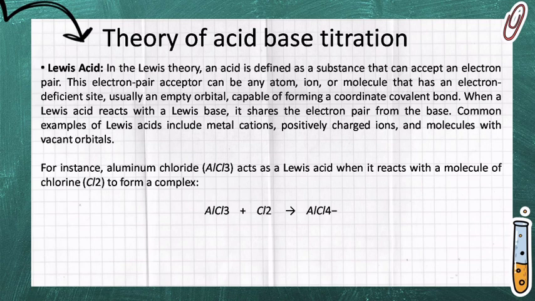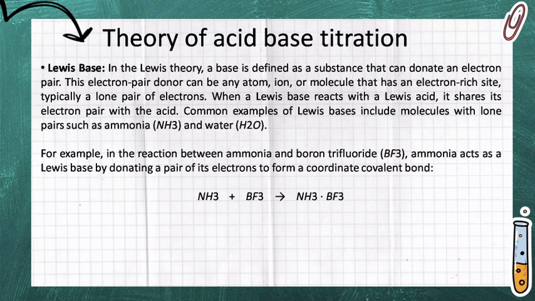AlCl3 plus Cl2 gives AlCl4-. B. Lewis base. In the Lewis theory, a base is defined as a substance that can donate an electron pair. This electron pair donor can be any atom, ion, or molecule that has an electron-rich site, typically a lone pair of electrons. When a Lewis base reacts with a Lewis acid, it shares its electron pair with the acid.